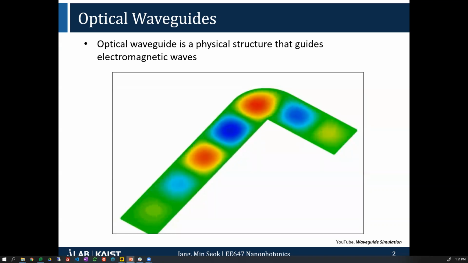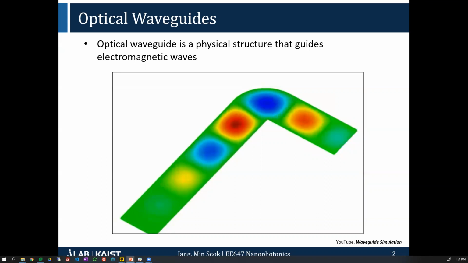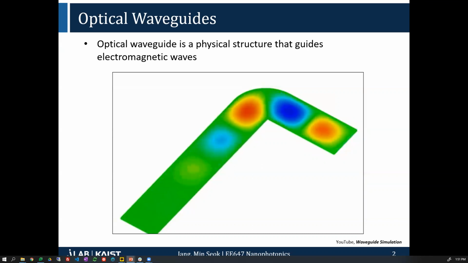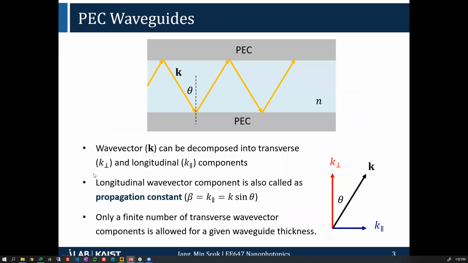So in this lecture, we want to learn about a few different types of optical waveguide and also try to solve their properties using a simple electromagnetic theory. The first thing we want to learn is the perfect electric conductor waveguide, because this is the easiest, okay? Now, here we define a few things.